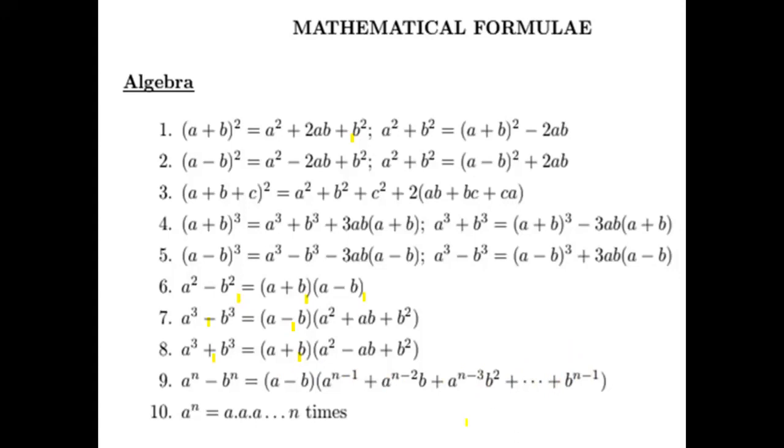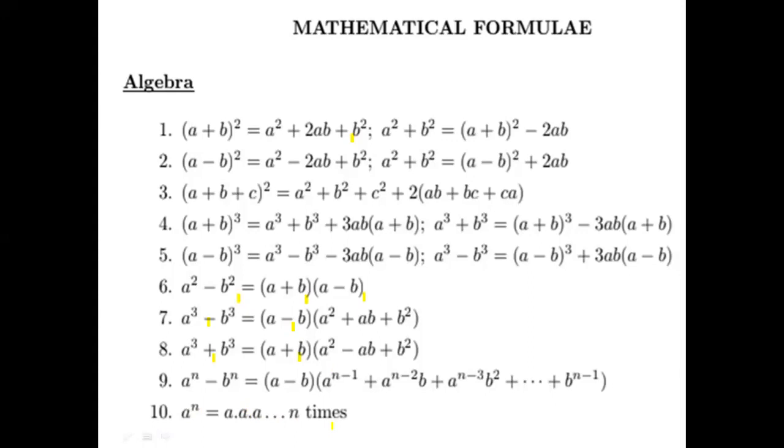We have one more formula in terms of combination. Do you know that? A raised to n minus b raised to n. It is nC0 a raised to n b raised to 0, plus nC1 a raised to n minus 1 b raised to 1, and so on. This is the formula. And a raised to n is nothing but multiplication of a, n times. This is a raised to n.